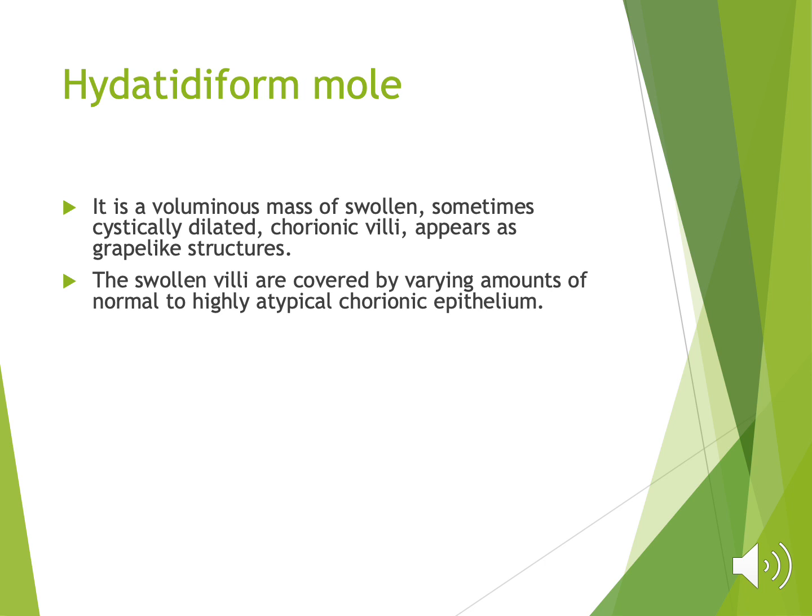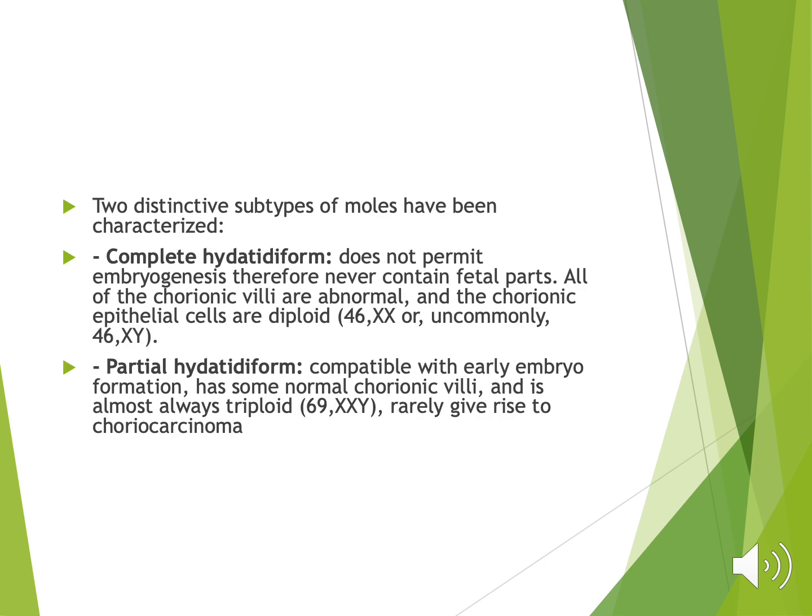Hydatidiform mole is a voluminous mass of swollen, cystically dilated chorionic villi, which appear as grape-like structures. These swollen villi are covered by varying amounts of normal to highly atypical chorionic epithelium. There are 2 distinctive subtypes of molar pregnancy, or hydatidiform mole: complete and partial.